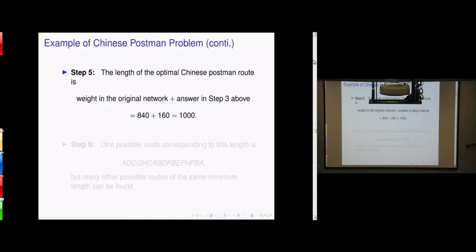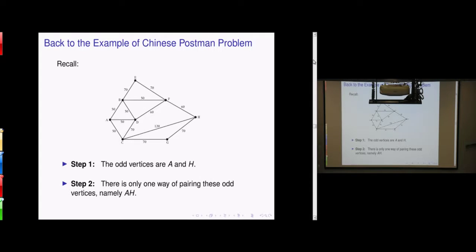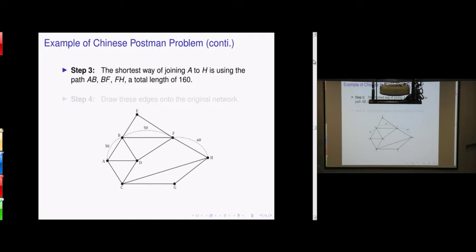Now step 5, you calculate the length. The length of the optimal Chinese Postman route is the weight in the original network. That is the total you add up, because you have to travel them. This is a requirement: you have to go through every street. So you have to add the total together with these 3 new numbers.